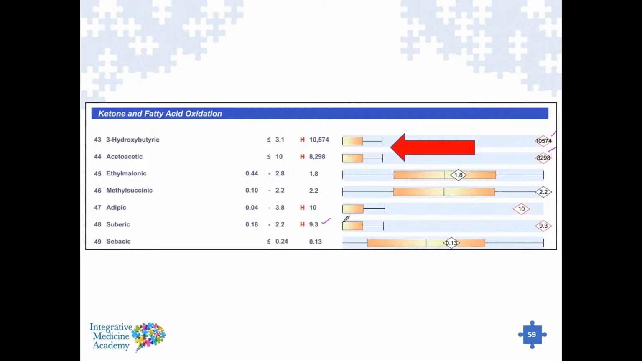Suberic is the most common marker on this section of the OAT to be elevated, and most commonly it's associated with an overnight fast. Suberic is actually linked to oleic acid. Oleic acid is the most common fat stored in our adipose tissue. So somebody who hasn't eaten in a while will break down fat, and that can show up sometimes as elevated suberic.